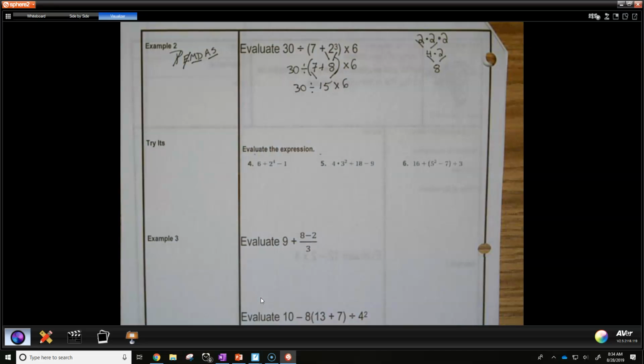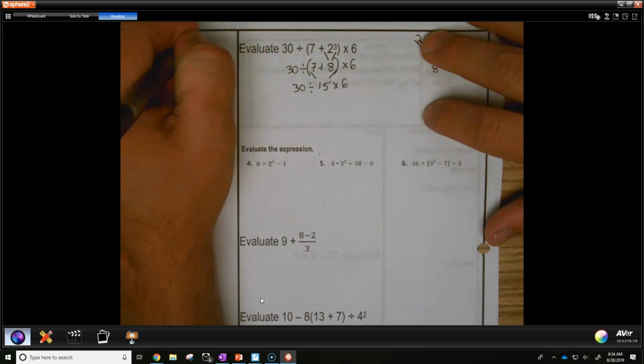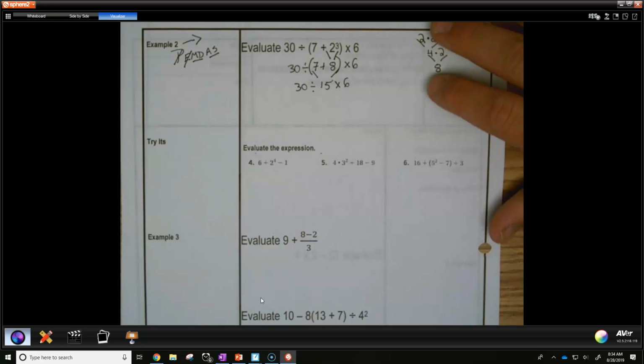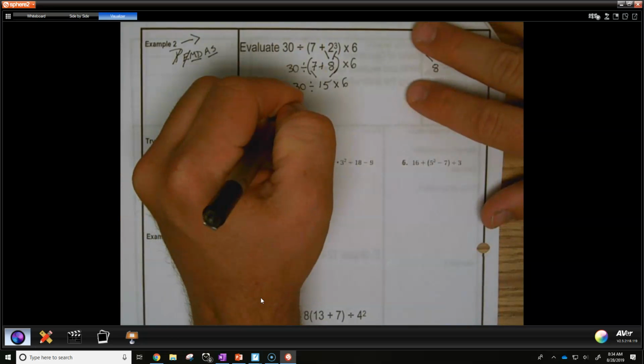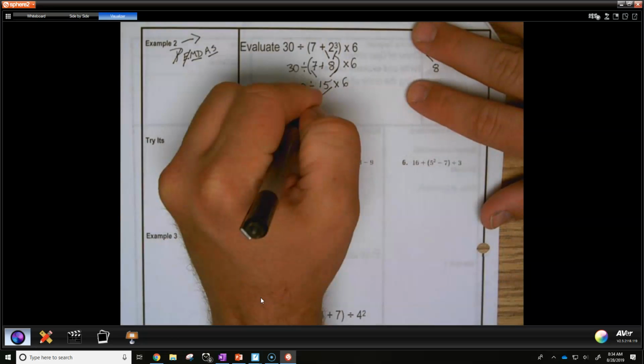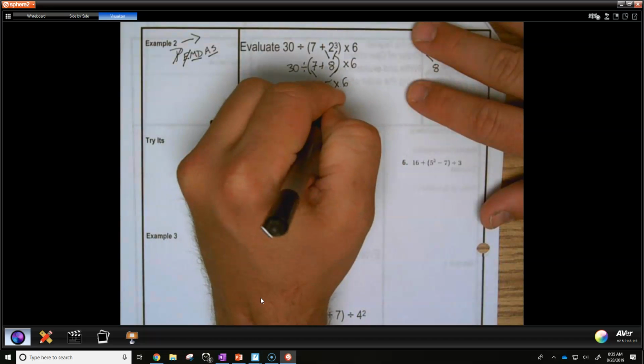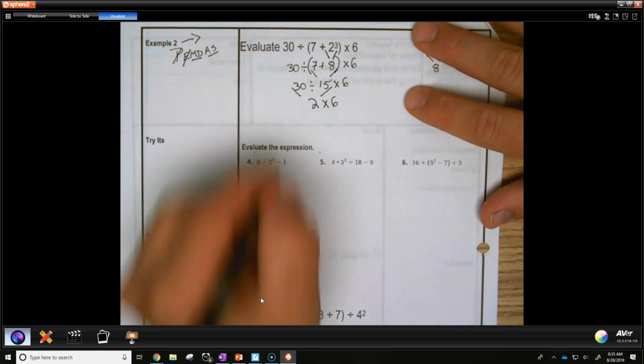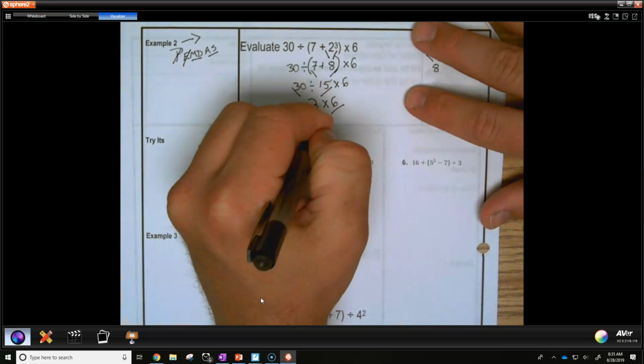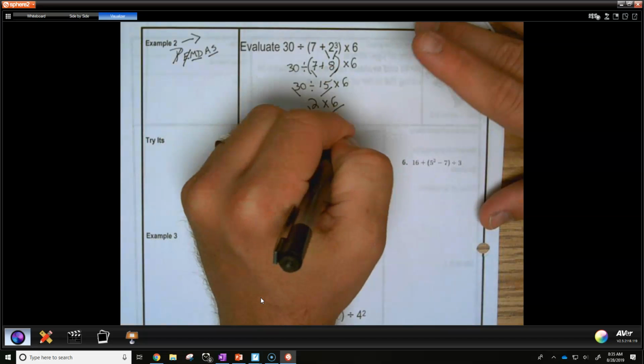What is my next step? Do I do 30 divided by 15 or do I do 15 times 6? 30 divided by 15. Why? Awesome. Working left to right, it's multiply or divide. 30 divided by 15 is 2. I rewrote my equation. 2 times 6 is 12.